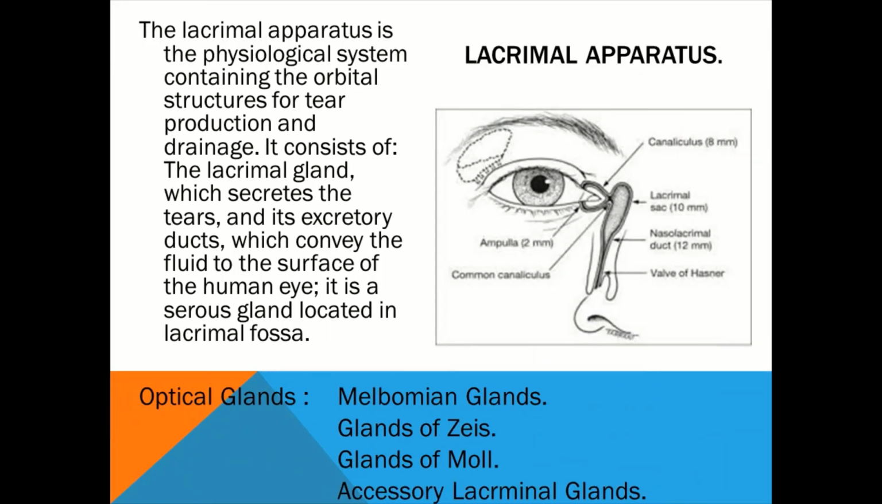Lacrimal apparatus. It is a physiological system containing the orbital surface for tear production and drainage. It consists of the lacrimal gland which secretes the tears and its excretory ducts which convey the fluid to the surface of the human eye. It is a serous gland located in the lacrimal fossa. Accessory glands: Meibomian glands, glands of Zeis, glands of Moll, accessory lacrimal gland.